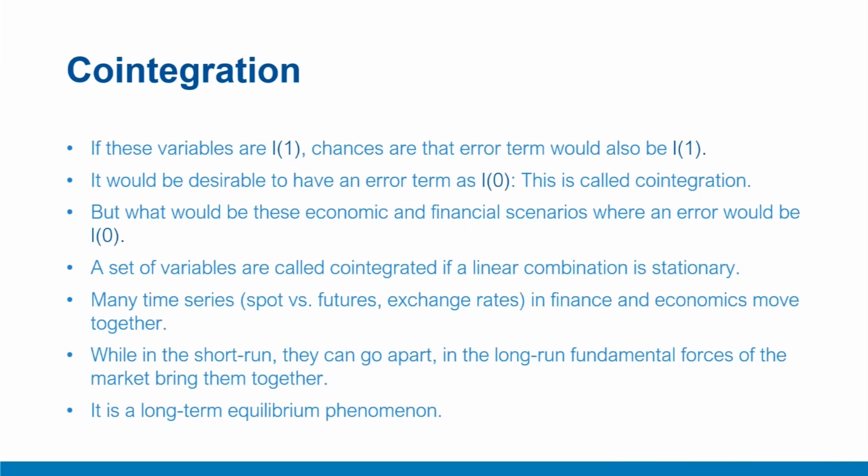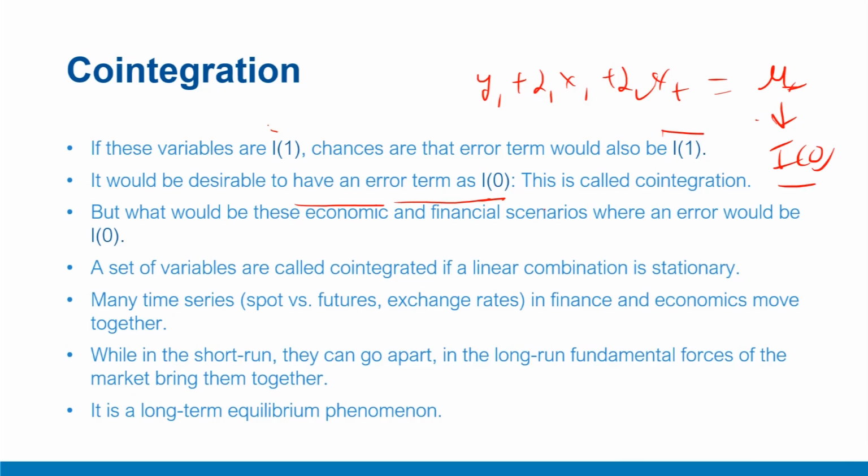Similarly, if all of them, y1, x1, x2, are integrated of order 1, then chances are that the error will be of order 1. However, it is desirable to have an error term that is of order 0. And in that model that we express, y1 plus alpha 1 x1 plus alpha 2 x2 is mu t, if you find that mu t is I(0), then this is called co-integration. That means y1, x1 and x2 are co-integrated with each other.